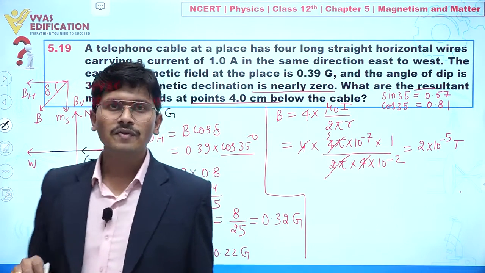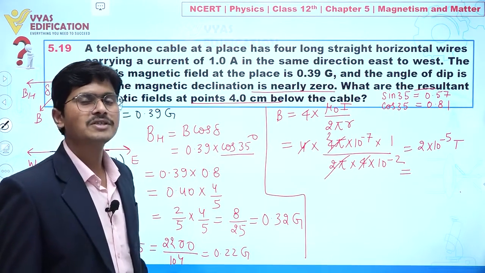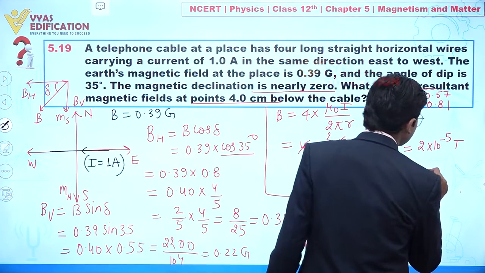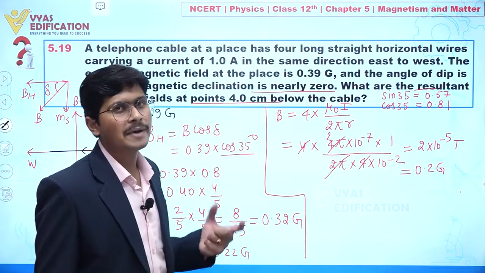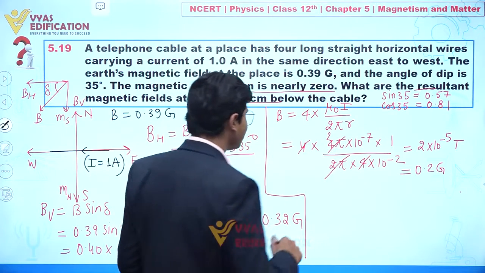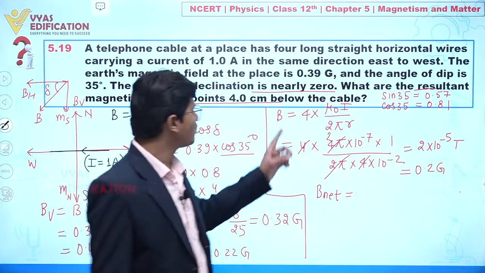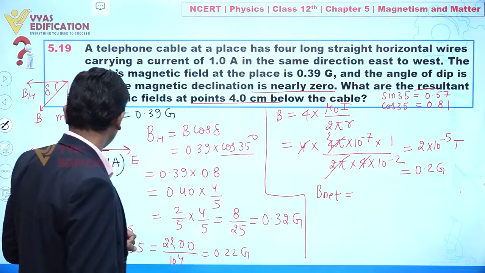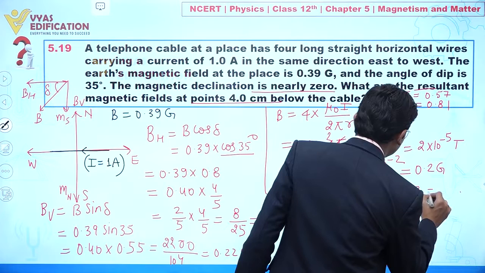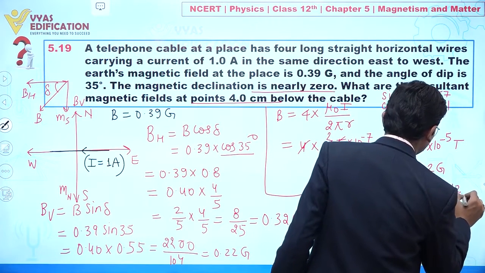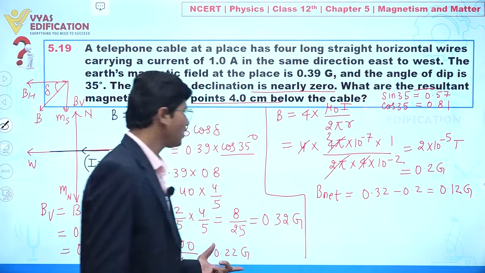Clear? Now you know very well, 10 to the power minus 4 Tesla is equal to 1 Gauss. So from here this is 0.2 G. Clear? So now can we find the net value of the magnetic field in the horizontal direction? Yes. So net B in the horizontal direction: the magnetic field due to these four wires is 0.2 G and the horizontal component is 0.32. So 0.32 minus 0.2 is equal to 0.12 Gauss. Clear? And the vertical component is 0.22 Gauss.